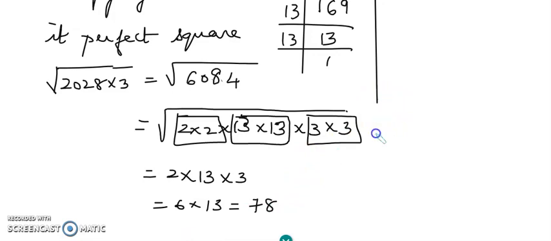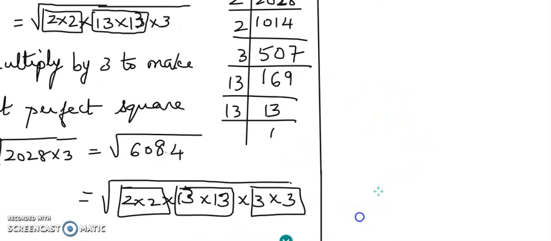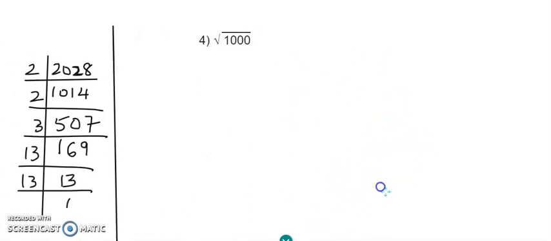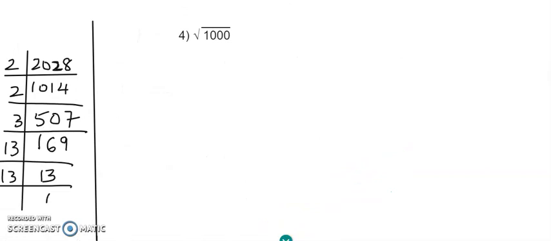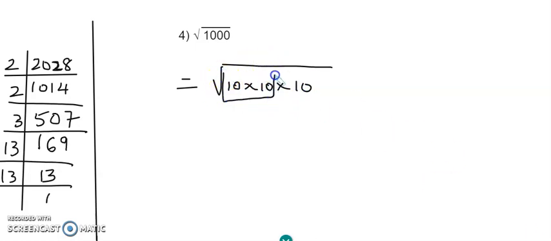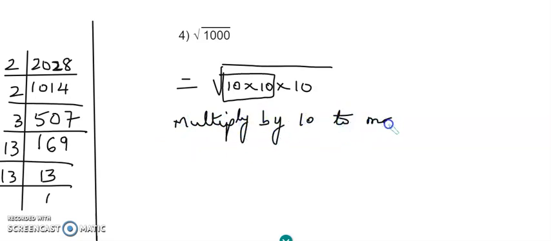So let's take the next question. 1000. It's a very simple one. If you don't want to find the prime factorization, it's completely fine. We can do it directly. We know that 1000 means 10 is multiplied by itself how many times? 3 times. So directly I have my pairs, right? Which is 10 times 10. So one extra 10 is remaining. So we'll say multiply by 10 to make it a perfect square.